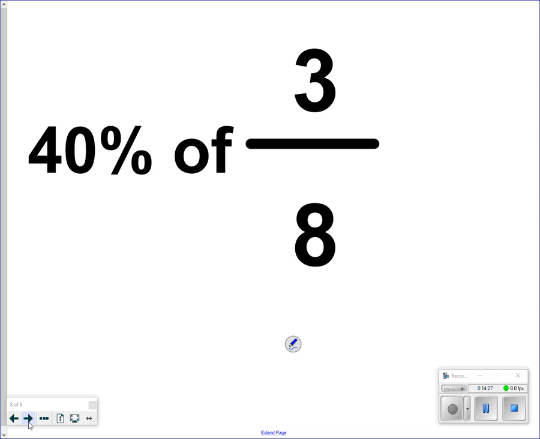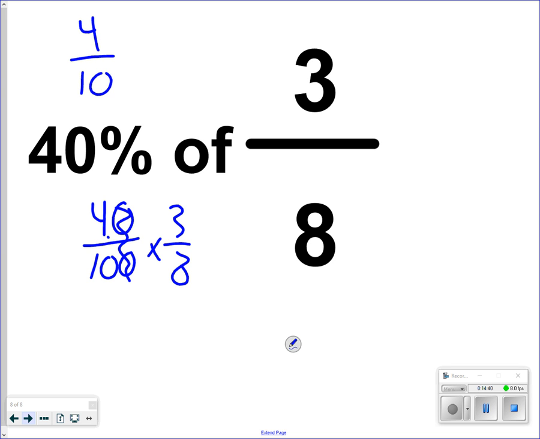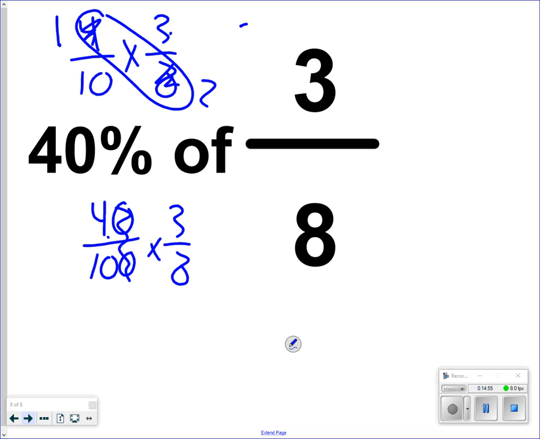A little easier way. 40 over 100. Let's reduce this down. Times 3/8. We can reduce 40 over 100 down to 4/10. We can reduce it even more, but let's keep it at 4/10. 4/10 times 3/8. You're going to see some problems with percents of a number today, so you're going to have to know how to put the percent into a fraction. Let's cross reduce. So 4 and 8, I can divide 4 divided by 4 and get 1. 8 divided by 4, I get 2. 1 times 3 is 3. 10 times 2 is 20. Your answer is 3/20.